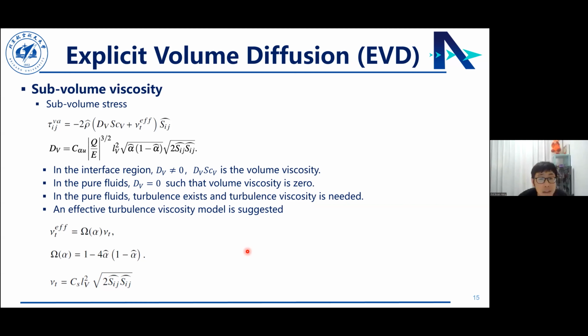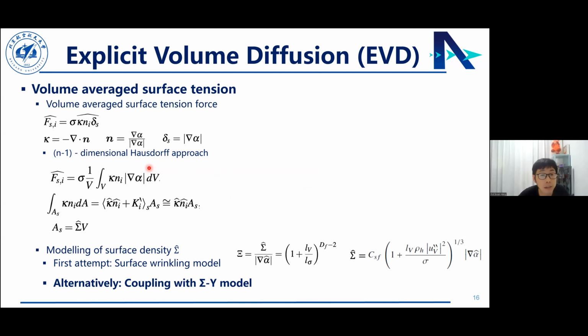And the next term is the volume-averaged surface tension force. This surface tension force, we go back to its original form. We do a volume average of it, and then we give the definition of curvature as the nabla of the normal direction of the surface, and the normal direction of the interface can be defined by the gradient of alpha, and delta S is the interface detector. We introduced an n-1 dimensional Hausdorff approach to close this term.